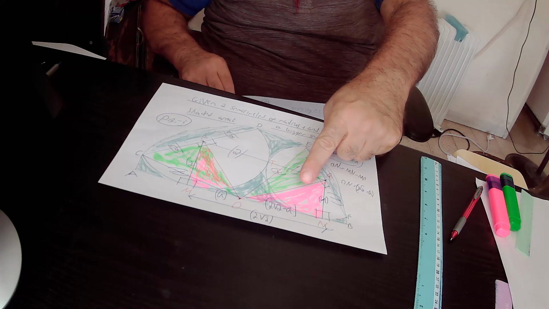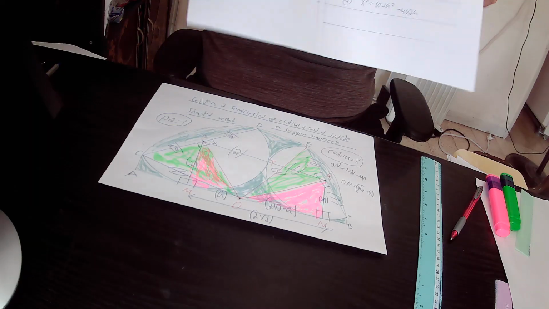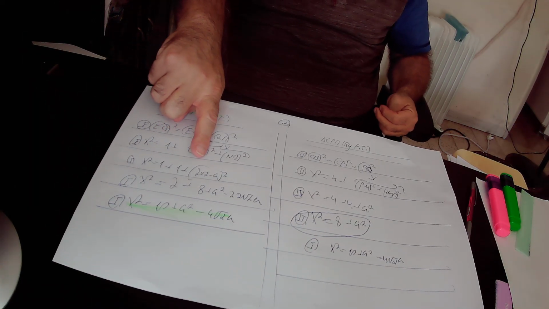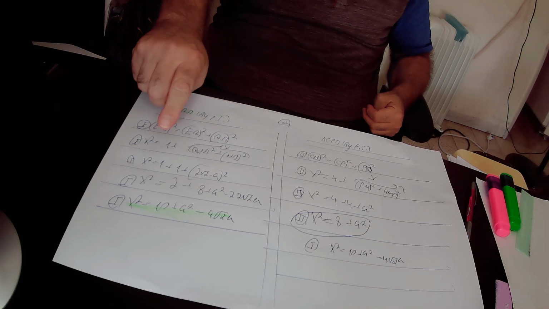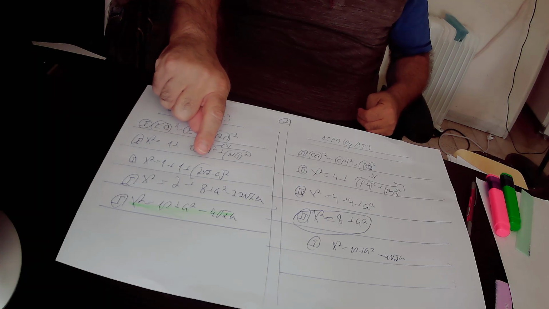NO is 2 times square root of 2 minus a, therefore NO squared is 2 times square root of 2 minus a, squared. So in total, we know that x squared equals 1 plus 1 plus 2 times square root of 2 minus a squared. So x squared equals 1 plus 1, this is 2, and here 2 times square root of 2 minus a squared.